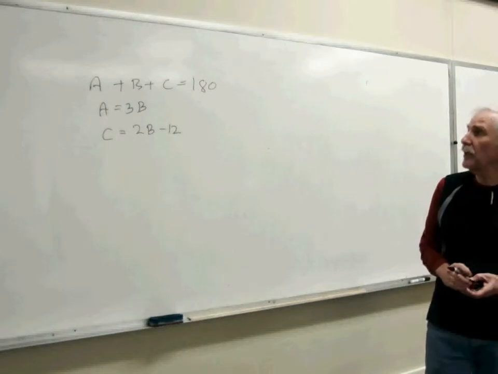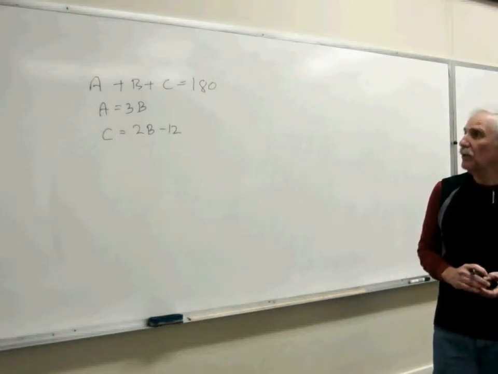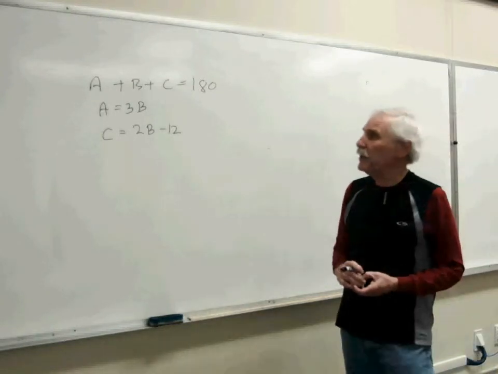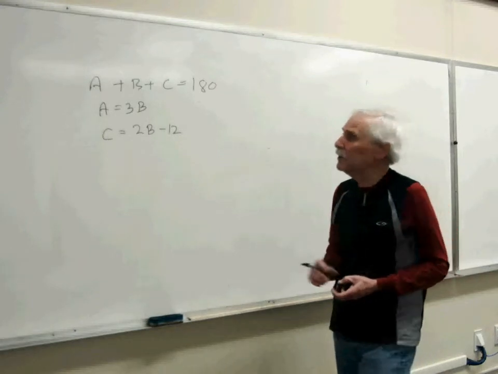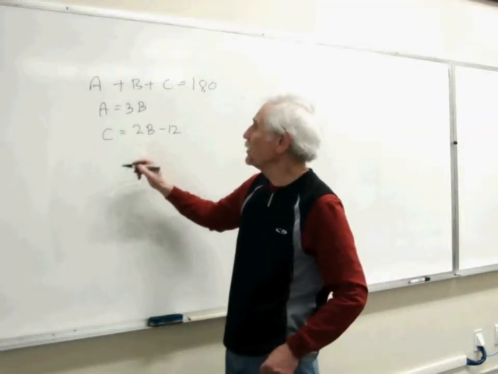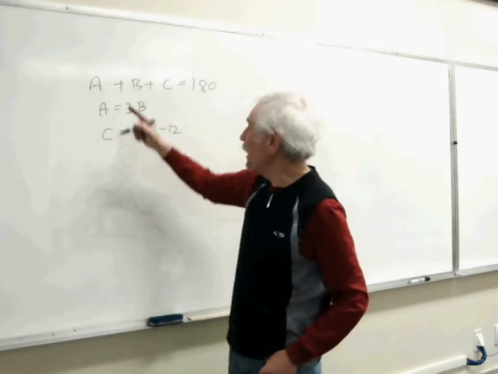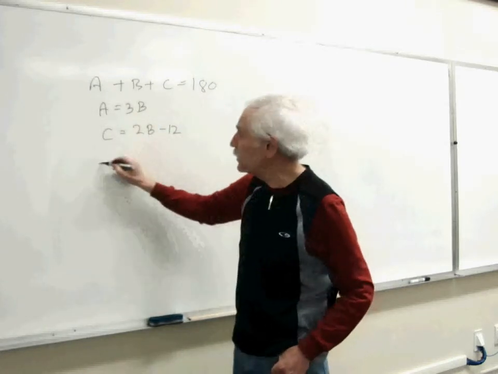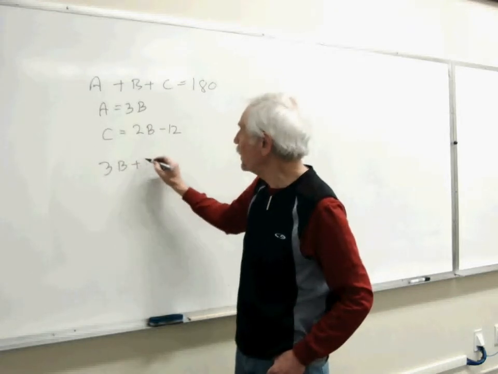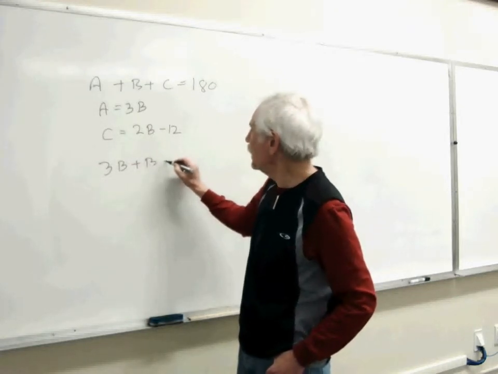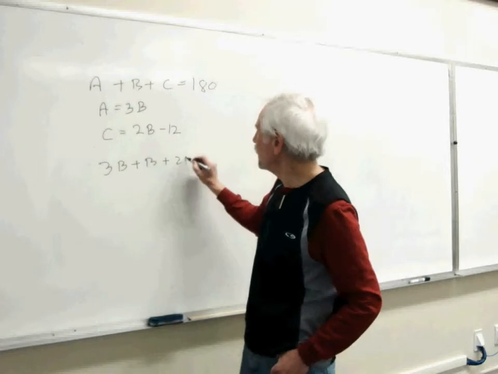You have enough information. So, to me, the best way to do it is substitution. Let's do substitution. So let's see. I'll start with A plus B plus C is 180, but A we know is 3B, and B is B, and C is 2B minus 12.